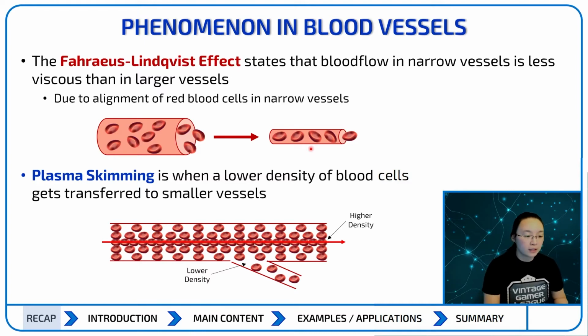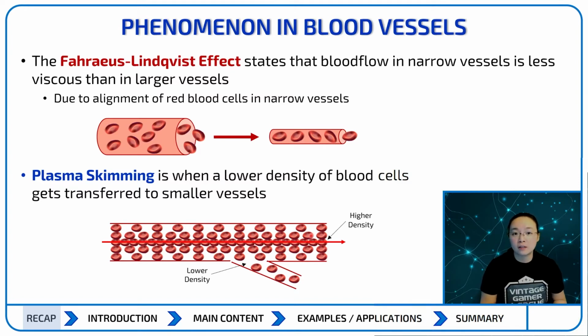So looking at the diagram below, we have a thicker blood vessel over here with a bunch of red blood cells. Your red blood cells are going to flow more quickly in the center where there's maximum velocity. So there's going to be a higher density of red blood cells in the center and a lower density of red blood cells at the edges of your blood vessel.